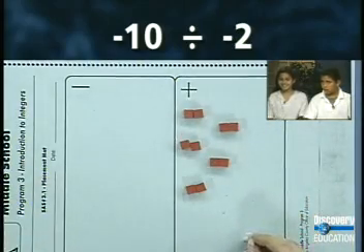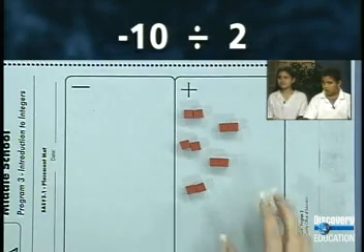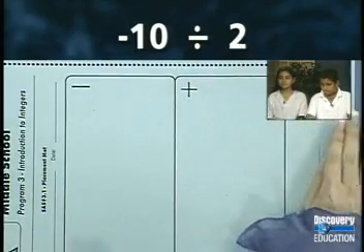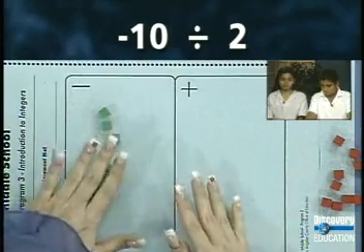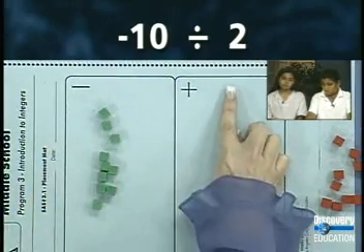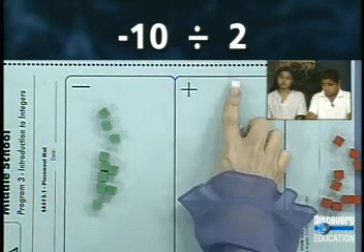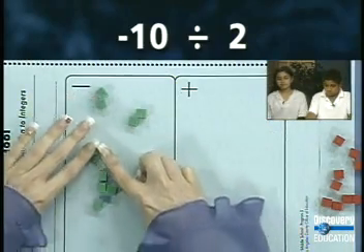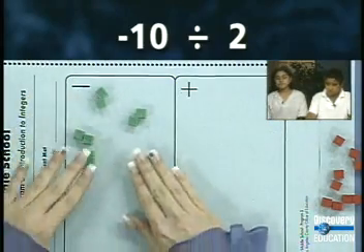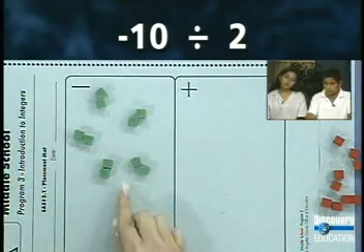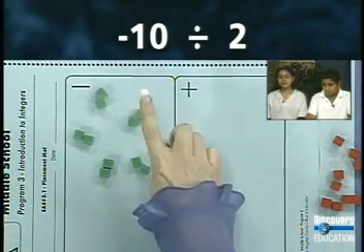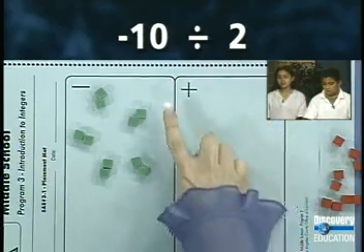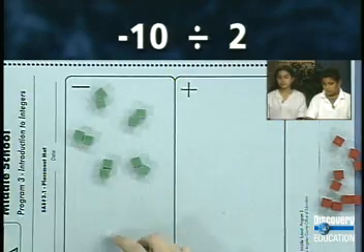And here's our final example. In this example, we're going to take 10 negative integers. So here they are, 10 negative integers. And we want to simply divide them into groups of 2. So start counting how many groups of 2 I've made. 2, 3. How many do you see? 5. 5 groups? So -10 divided into groups of 2 are 5 groups of negative integers, or -5.